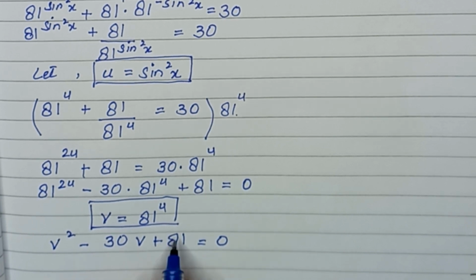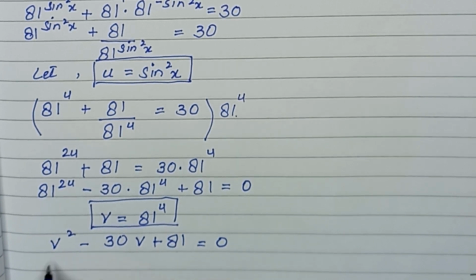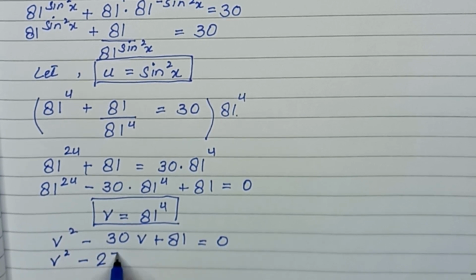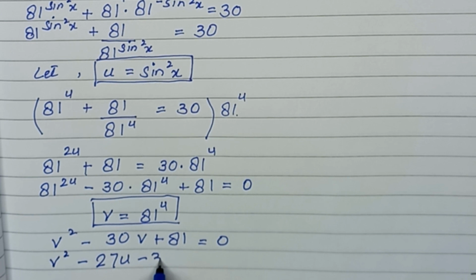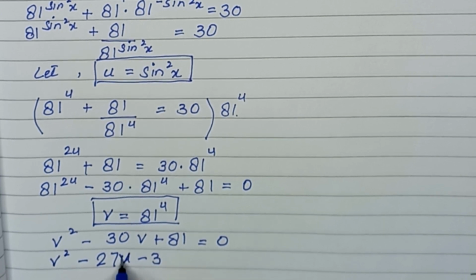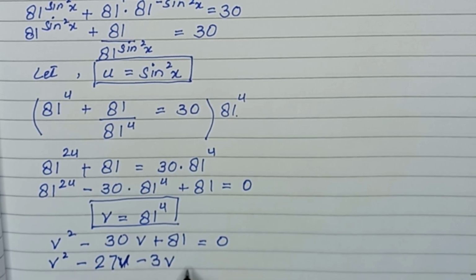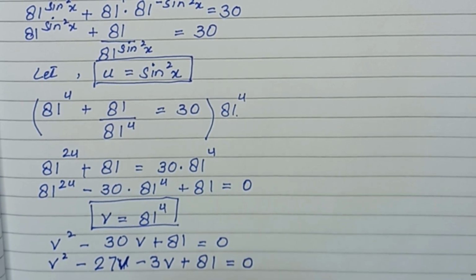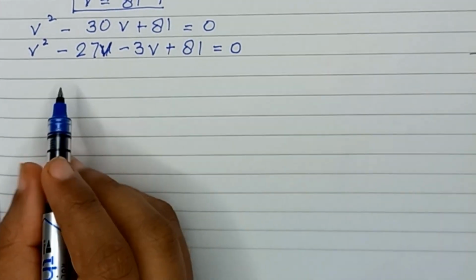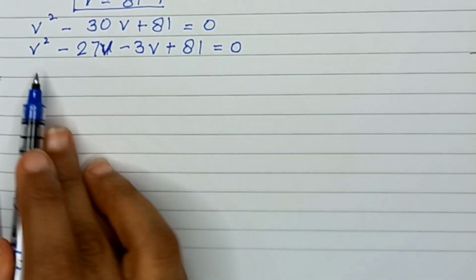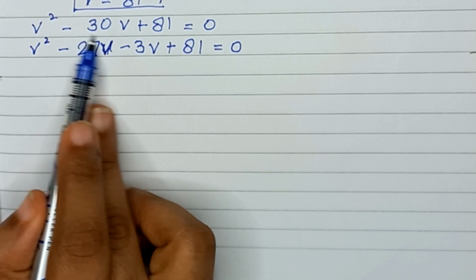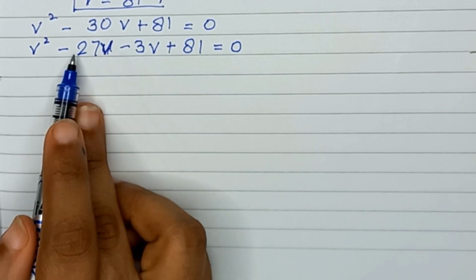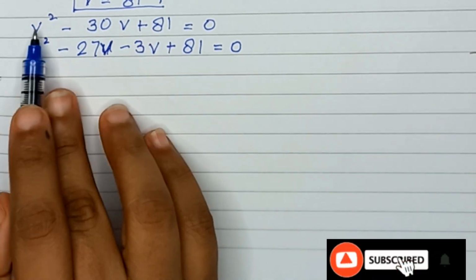So the product should be equal to 81 and the sum should be equal to 30. So we will take factors: v square minus 27v minus 3v plus 81, which is equal to 0. Minus 27v and minus 3v is the same as minus 30v, and minus 27 into minus 3 is the same as 81.